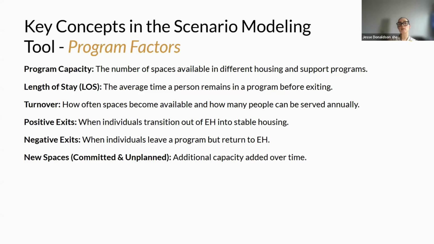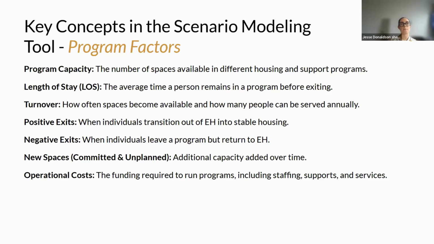And then new spaces committed and unplanned. So what we were able to add is sometimes you have spaces that are coming online 2, 3, 4 years from now, and those are paid for, or those are budgeted for. We need to distinguish between those and what the new spaces and the new money are, and you need to be able to clearly delineate between them.